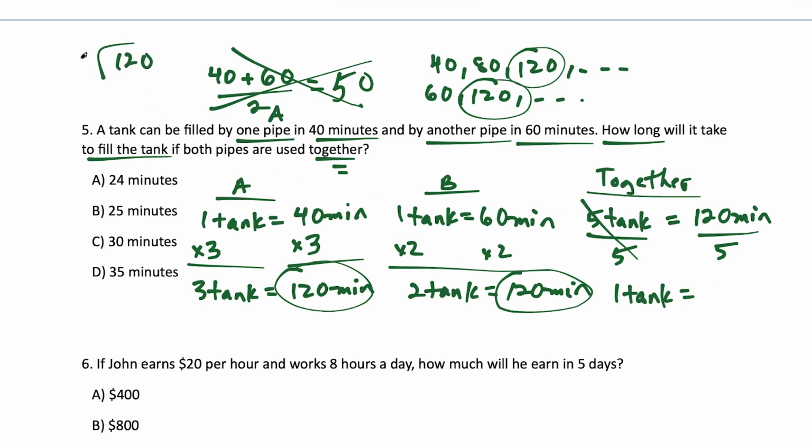120 divided by 5. 5 goes into 12 twice. 2 times 5 is 10. We subtract, and we have a difference of 2. We carry down the 0. And 5 goes into 20 4 times. And 4 times 5 is 20. When we subtract, we get 0. So this divides evenly. So 1 tank together in 24 minutes, and this is going to match up with choice A.